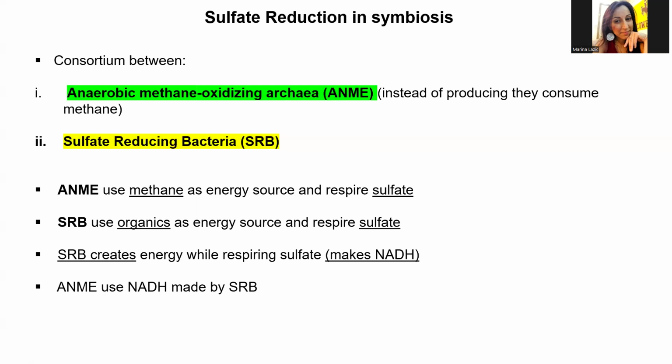Symbiosis between SRBs and ANME is very important to understand. ANME are anaerobic methane oxidizing archaea that consume methane, and they live in consortium with sulfate reducing bacteria. So ANME use methane as a carbon source and they respire sulfate. Sulfate reducing bacteria use organics as an energy source and they also respire sulfate. Since this is symbiosis, SRB creates energy like NADH when they respire sulfate, and then ANME use that NADH that is made by SRB.